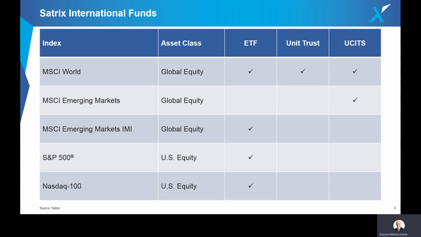So we offer MSCI World and MSCI Emerging Markets as UCITS, but then we also offer MSCI World as both an ETF and a unit trust. So you can access it through either of those vehicle types. Other strategies that we offer in rands as ETFs are MSCI Emerging Markets IMI. So that tells you that you get exposure to large, mid, and small cap companies. And in addition, we offer US exposure in the form of S&P 500 as well as NASDAQ 100.